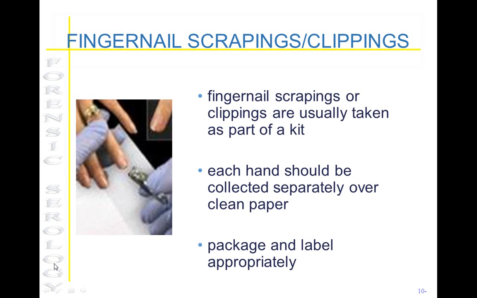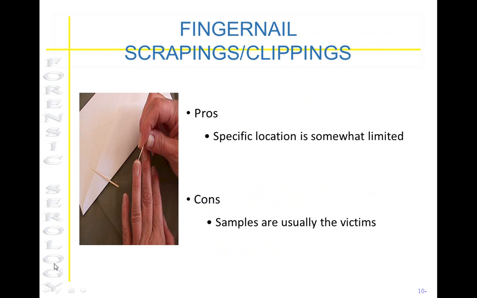Usually, fingernail scrapings or clippings are included in forensic serology samples, and these are usually taken as part of an assault kit. Each hand should be collected separately over clean paper. The problems that might develop from fingernail scrapings is that when all 5 fingers are located in one item, it is harder to know the specific location, and generally the samples that are found under fingernail scrapings tend to be the own person's.